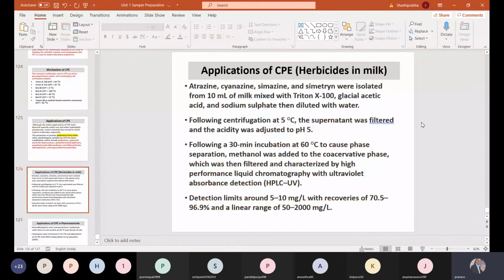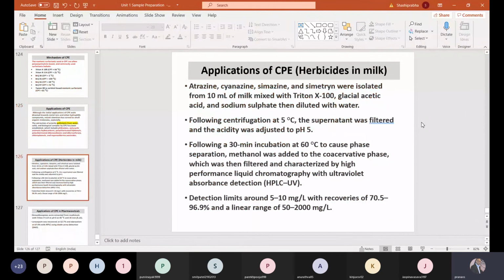And it is also being used at other places in removing certain toxic things present in milk, herbicides present in milk, atrazine, cyanazine, simazine, cimetrin. These are certain herbicides which can be removed from milk, which is an aqueous sample, with Triton X100. Of course, this is the process. That means what pH you need to adjust and what should be the temperature and so on and so forth.